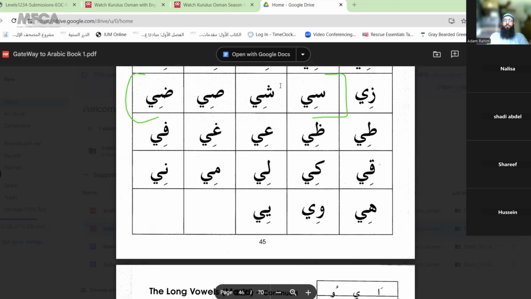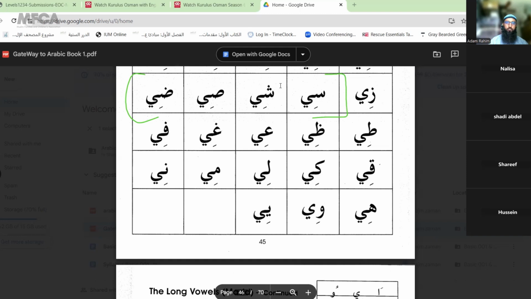Brother Hussein. If you can start with the first one, please, Brother Hussein. Seen. Yeah, Ahmad. So it's seen. Very good. Sister Melissa, the next one, please.